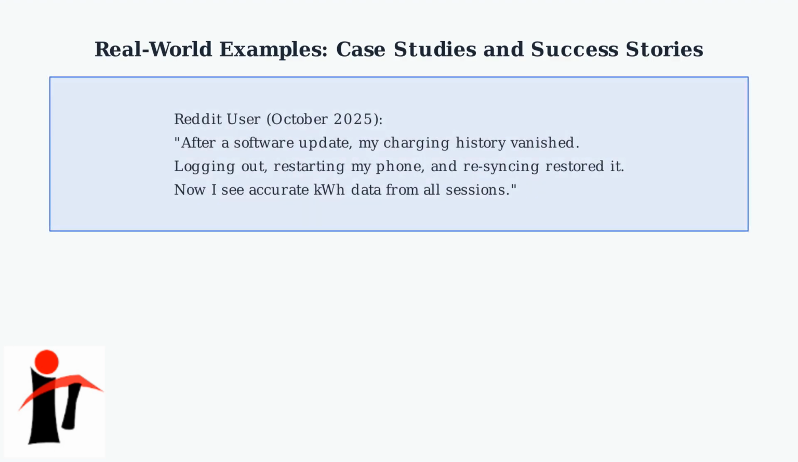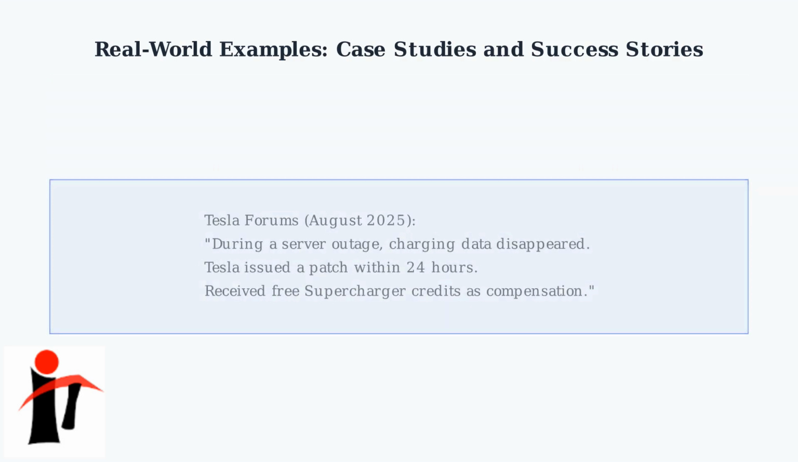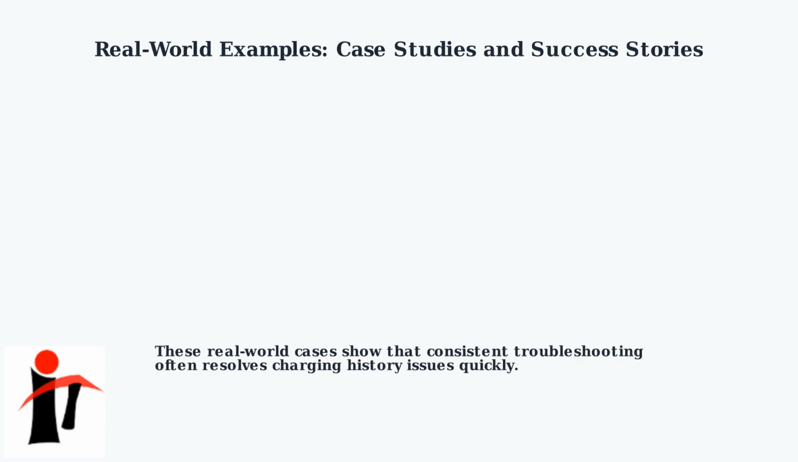Let's look at some real-world examples that demonstrate effective solutions. In October 2025, a Reddit user reported their charging history disappearing after a software update. By logging out of the app, restarting their phone, and resyncing, they restored access to accurate charging data, including energy consumption details. During a Tesla server outage in August 2025, many users across Europe lost access to their charge statistics. Tesla responded quickly with a patch within 24 hours and even provided free supercharger credits to affected customers. These case studies highlight how following proper troubleshooting steps can quickly restore charging history functionality.